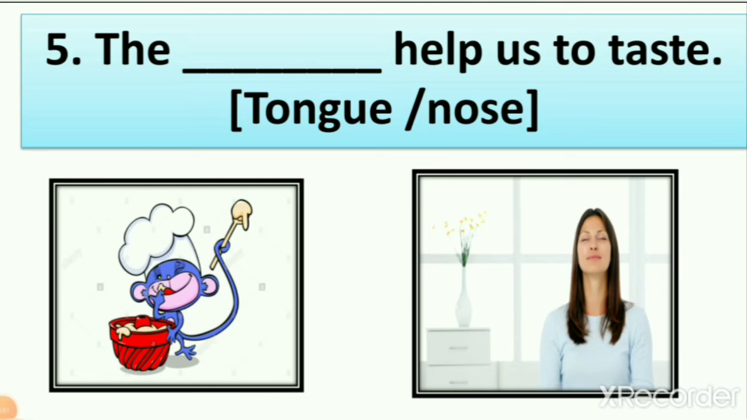The dash help us to taste, right? So we have two options, tongue and nose. So in the first picture you can see that one monkey is making a cake and the first monkey is tasting. So which body part is the monkey using? You can see here it is the tongue, and in the second you can see one girl is smelling something, right? So what body part is for smelling? It is our nose. So here the question is the dash help us to taste. So which body part helps us to taste? Tongue or nose? Yes, it is our tongue. So what is the answer? The tongue helps us to taste. So in the previous lecture we completed our two questions, hard words and fill in the blanks. So let's start our today's first topic, right?